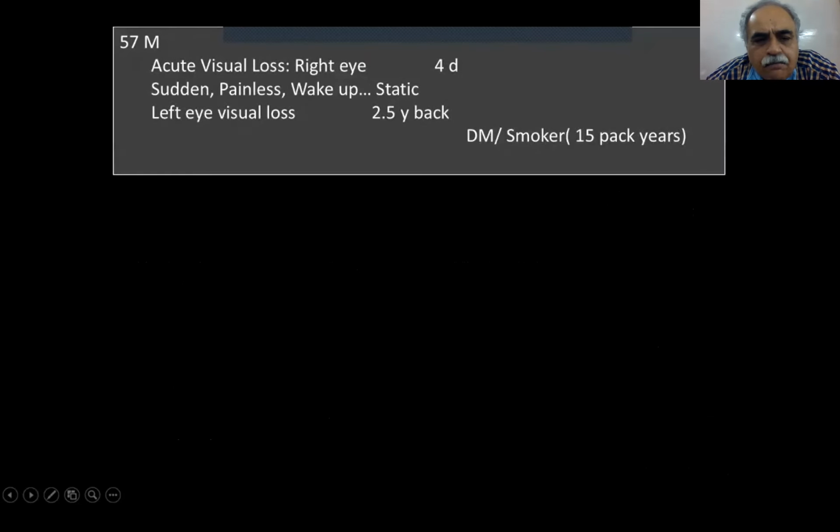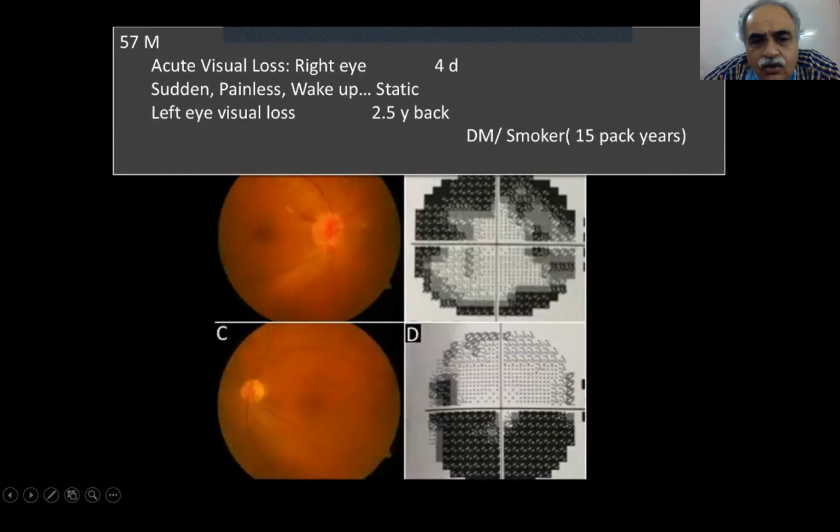So then what's the database? Sudden, painless visual loss, right? In a diabetic and a smoker who is more than 50. You're sure you're looking at AION in this patient. Please do not make the diagnosis of demyelination in this patient. You will rock the patient's boat. This is nothing but an ischemic infarction of the optic nerve head called acute ischemic optic neuropathy, anterior ischemic optic neuropathy. Now, what is the hallmark of anterior ischemic optic neuropathy?